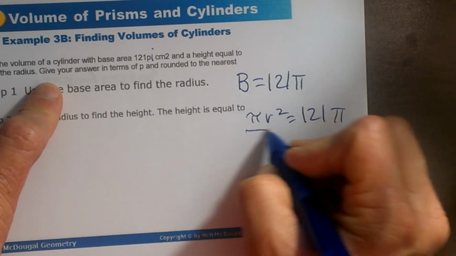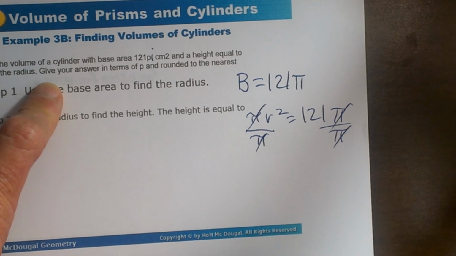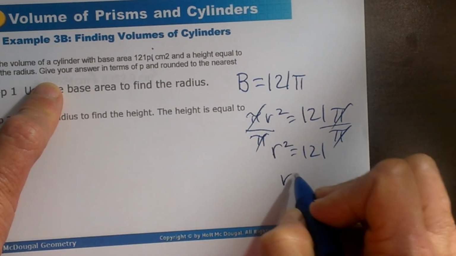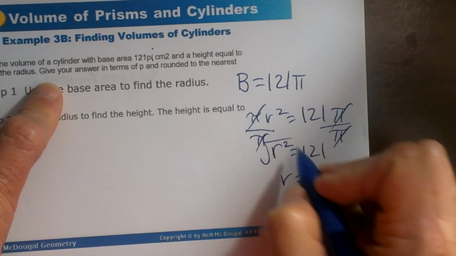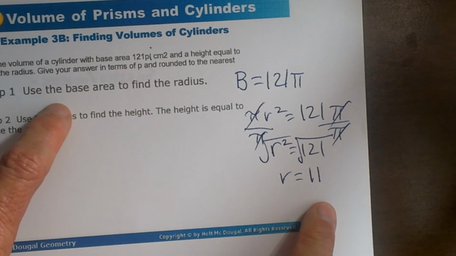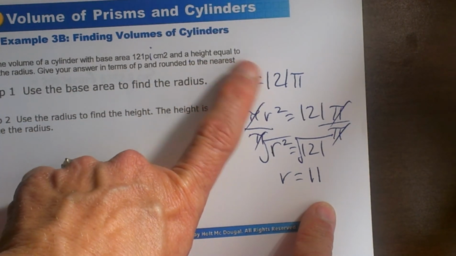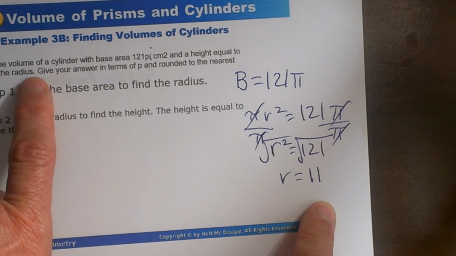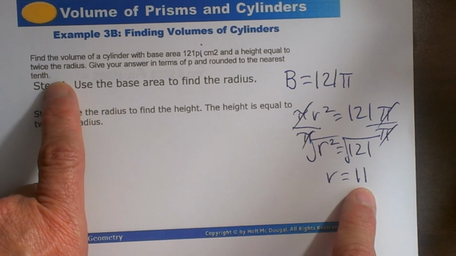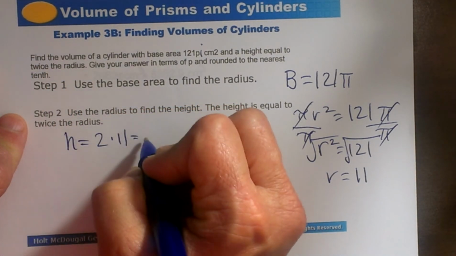Well, let's divide both sides by pi, right? Or just cancel pi off of each side since they have the same thing. So r squared is 121. So what's our radius? Our radius is square root of 121 or 11. Okay, now it says that the height is equal to twice the radius. So what's twice the radius? Well, the radius is 11, so the height must be 22. 2 times 11 or 22.